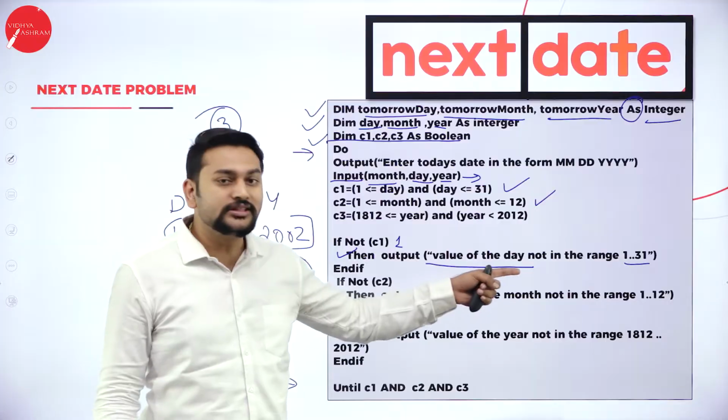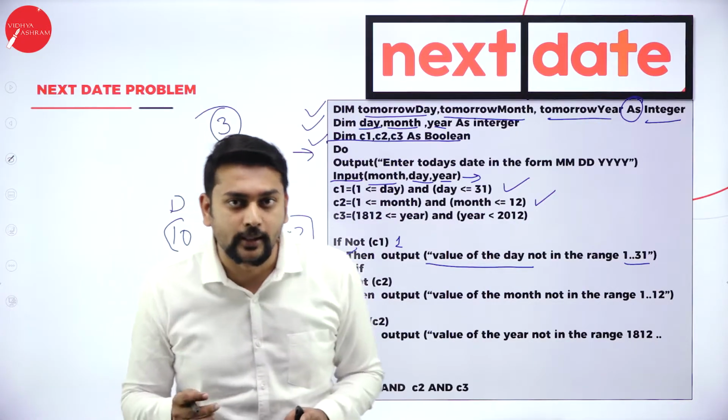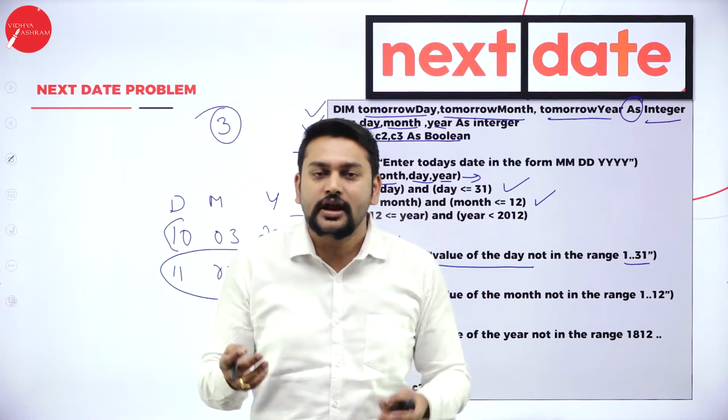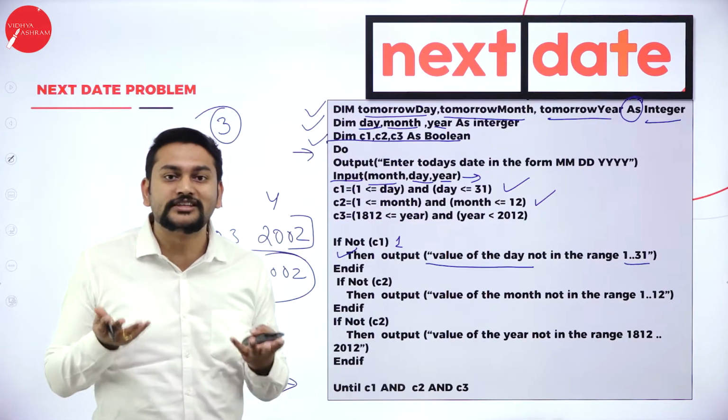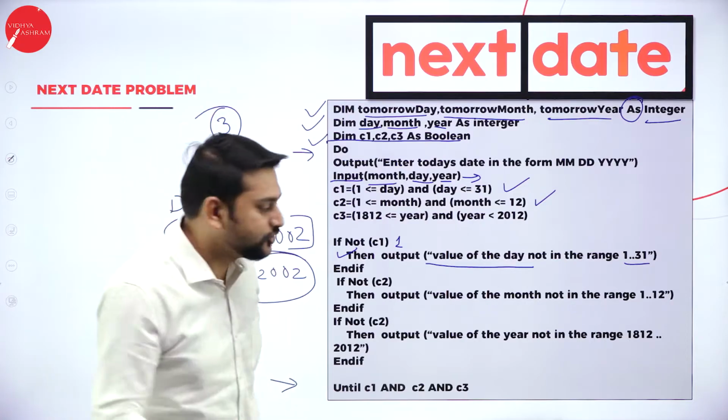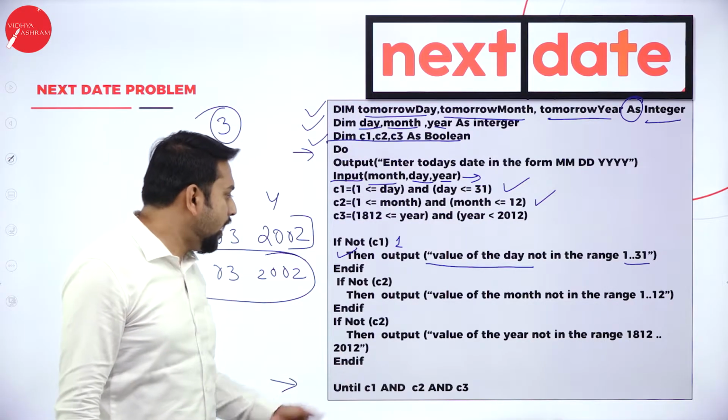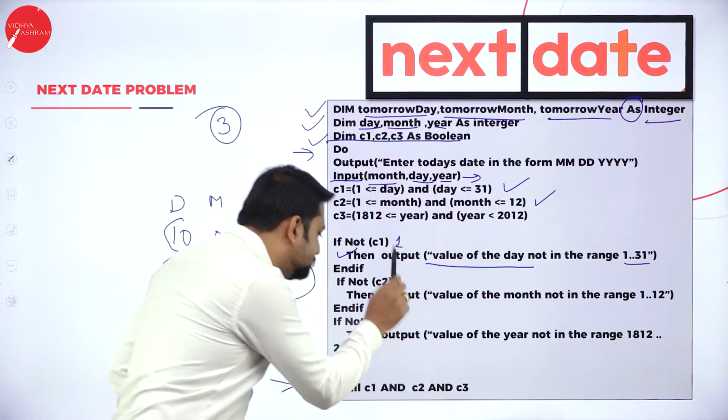The value of the month is not in the range 1 to 12. You cannot enter 13 and take it as a month. I need to check for the 13th month. Where is that in the calendar? That's not there, so it is invalid. In the same way, I have C3.